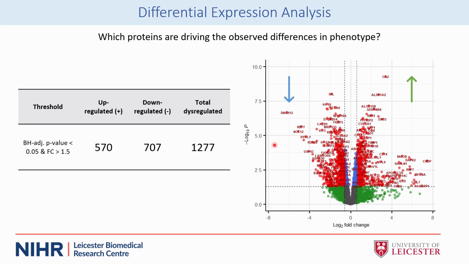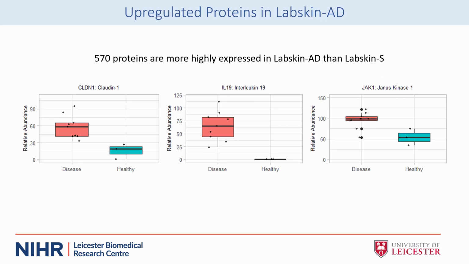Those on the left are the 707 downregulated proteins in the Labskin-AD model, and those on the right are the 570 which are upregulated. So if we just focus on the proteins which are upregulated, so those which are more highly expressed in the Labskin-AD model, we can see, as we would expect, that cytokines such as interleukin-19 are upregulated in the AD model compared to healthy, and also members of the JAK-STAT pathway such as Janus kinase 1. And interestingly, Claudin-1 expression was significantly elevated as well.